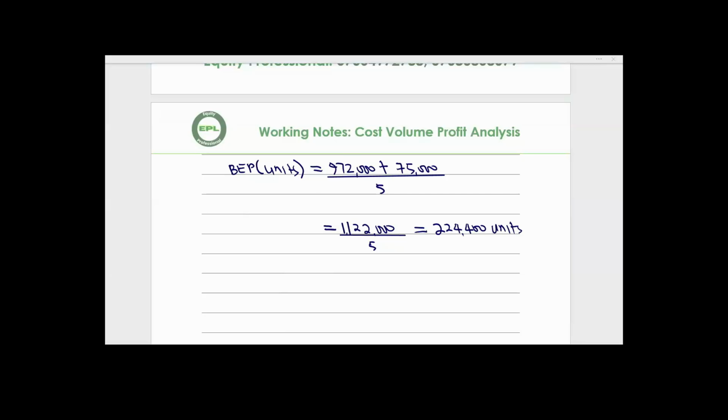Plus 75,000. Oh, 1047. See, my calculator gave me 1122. Maybe I pressed something else. 1047. Thank you for that. 1047. That shows that you guys are following up. Thank you. So divided by 5.